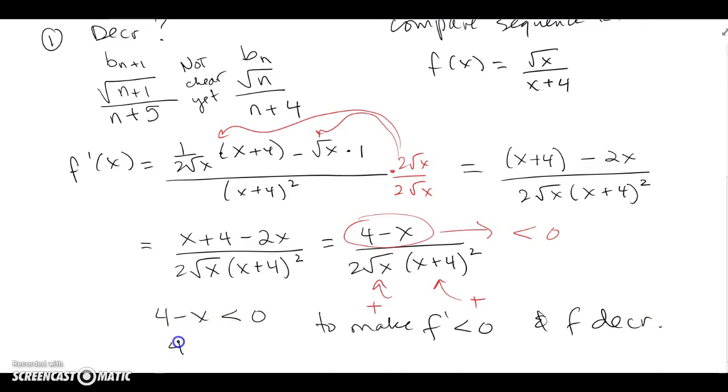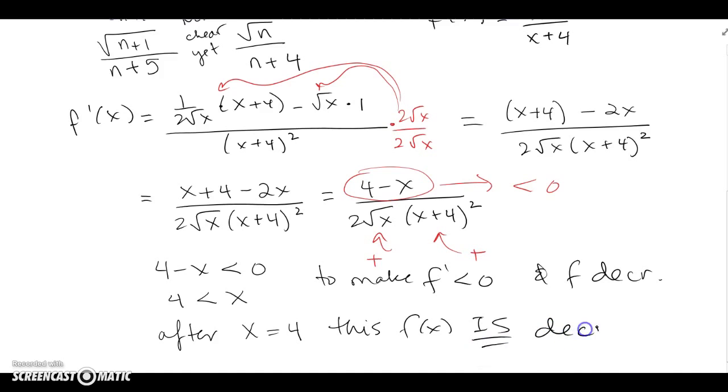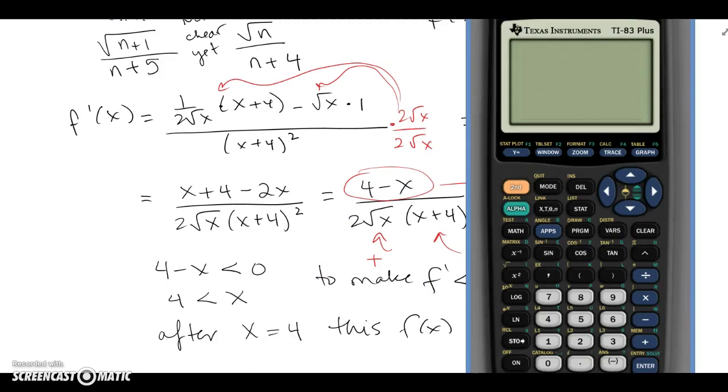So this inequality tells me 4 is less than x. So in other words, after x equals 4, this f of x is indeed decreasing for all x. So what we were seeing on our TI was probably up to 4, the thing creeps up and increases, and after that it is going to decrease. So if we go out to our window further, it's going to show something that's decreasing, but it's doing it probably slowly, so it's hard to tell here.